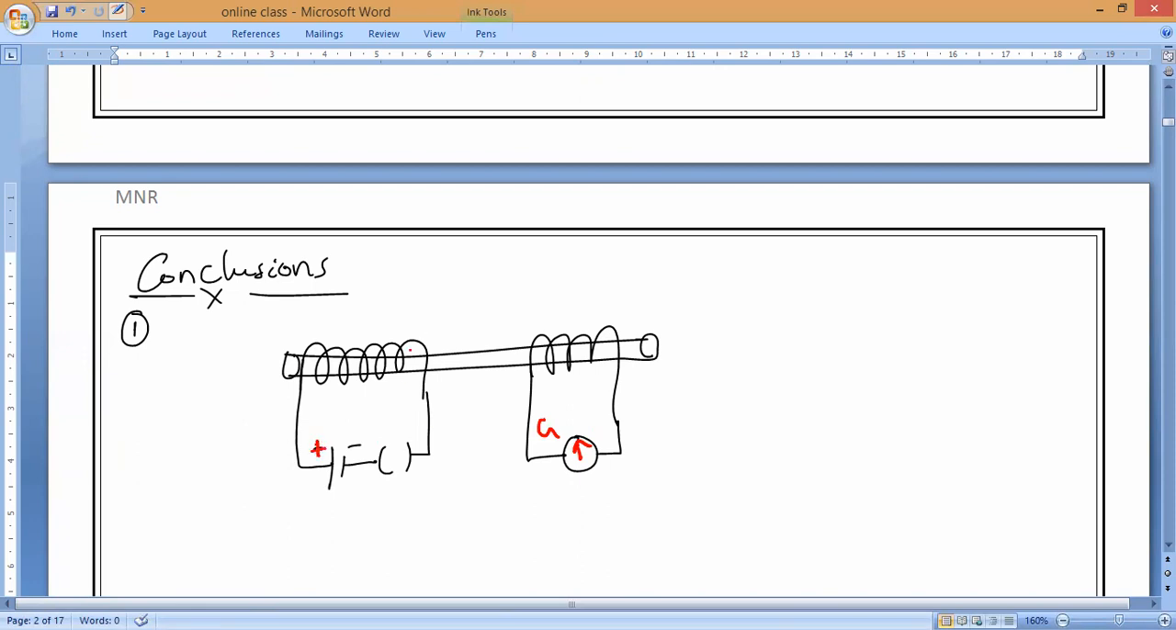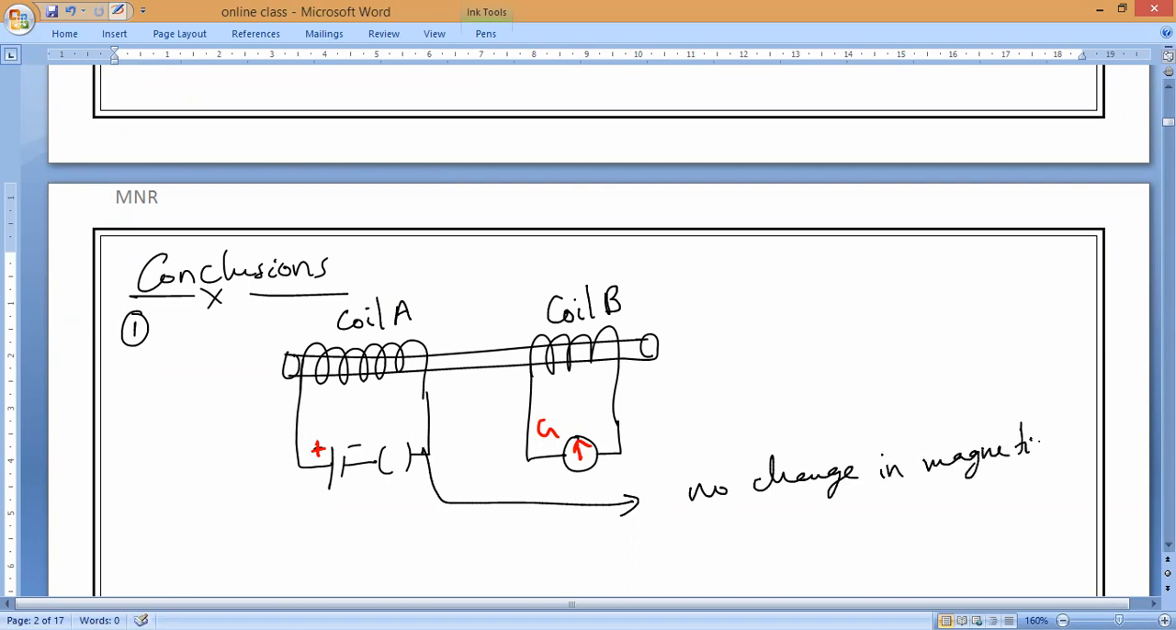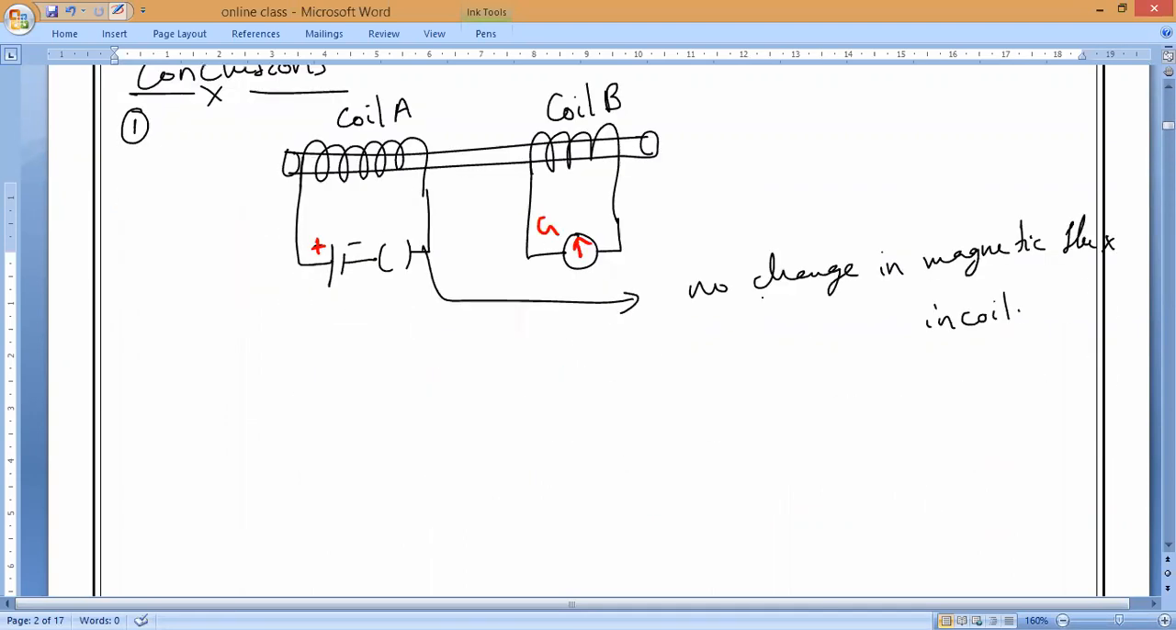So now no current is passing in the coil A. If you notice, if no current is passing, is there any change in the magnetic flux? Please, anybody respond. Here no current is passing in the coil A, and this is the coil B. If no current is passing in the coil A, there is no change in magnetic flux in coil A. Yes or no? No change in magnetic flux, because both are nil. So what is happening? No deflection in the coil B. That is the first conclusion I can make.